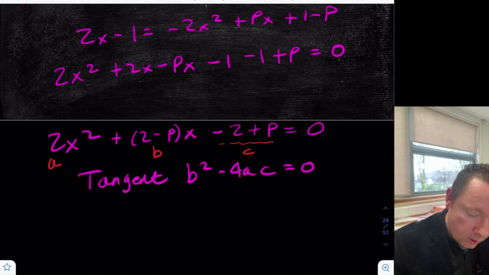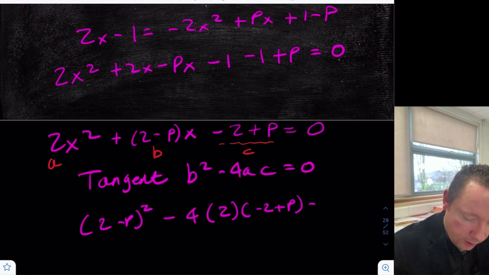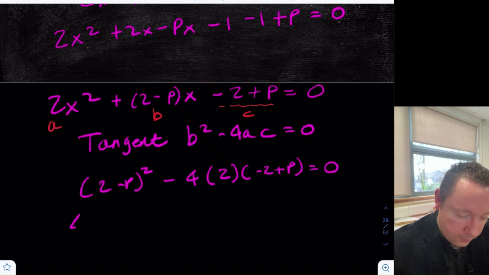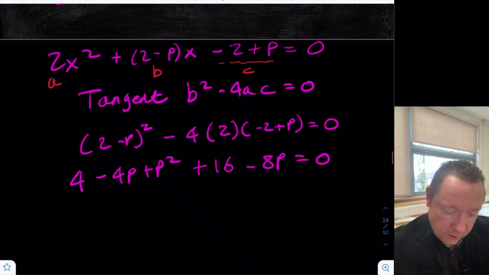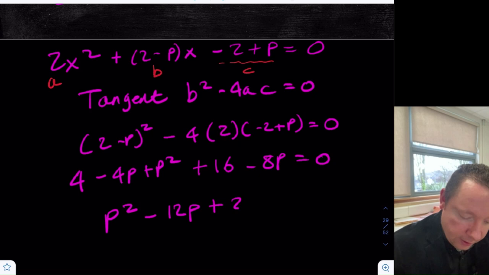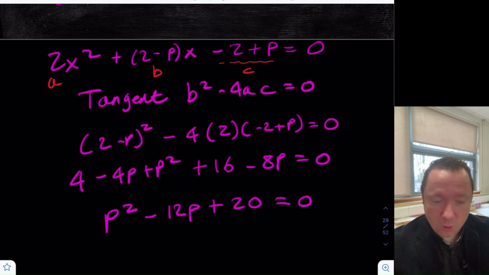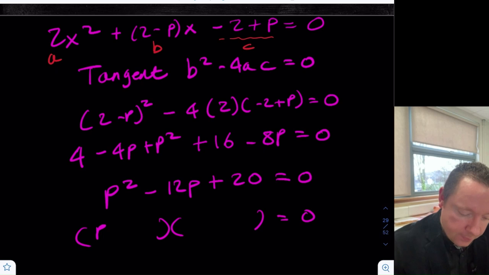So we can say that we've got (2 minus p) all squared minus 4 times 2 times (minus 2 plus p) equals 0. Multiplying out the bracket, we get 4 minus 4p plus p squared, and then minus 8 times minus 2 is plus 16, and then minus 8 times p, so minus 8p equals 0. Continuing on, we've got p squared minus 12p plus 20 equals 0. Another quadratic to solve, but this one should be factorizable. Double brackets, we've got p and p. 10 and 2 make 12 when you add them, so it's minus 10 and minus 2. So p equals 2, or p equals 10.